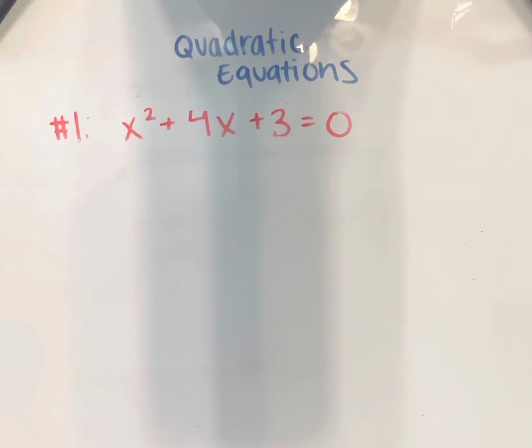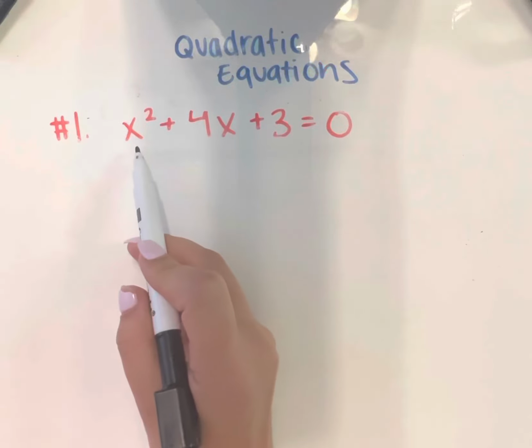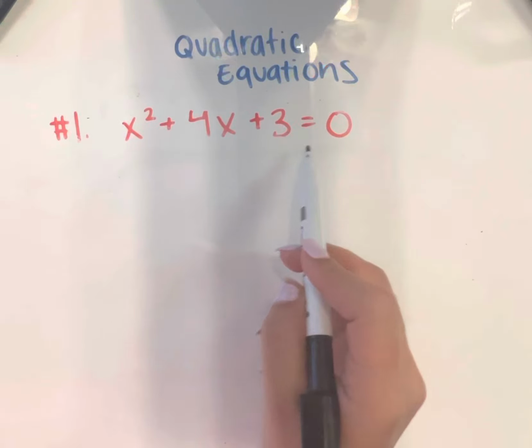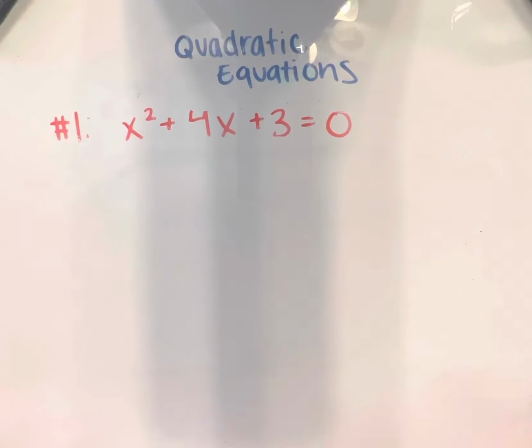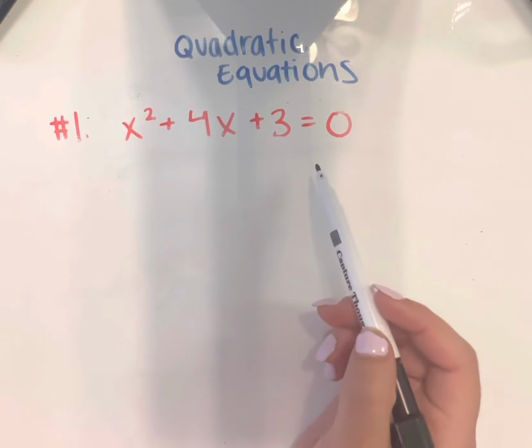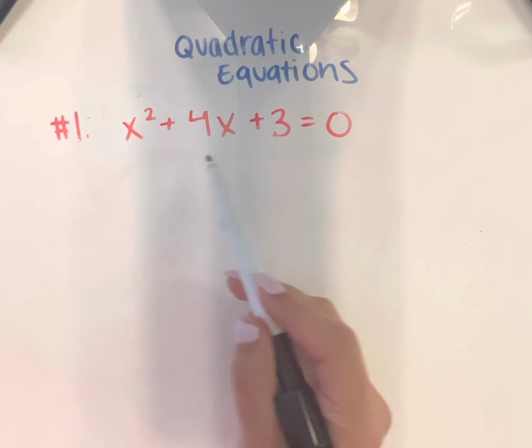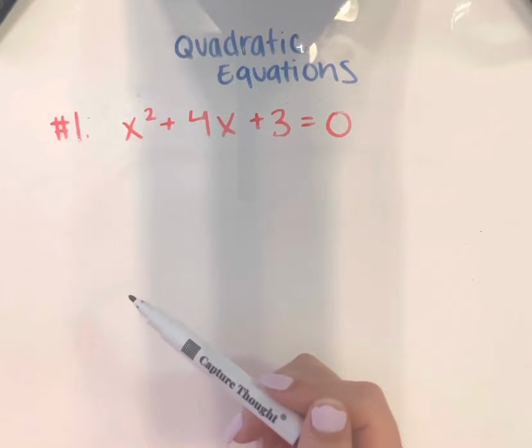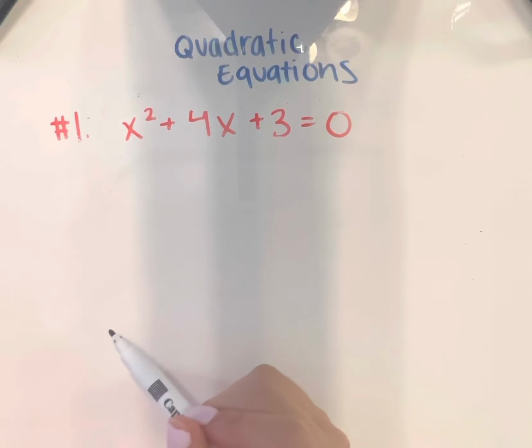All right, guys, so today we're going to solve quadratic equations by factoring. So we have number one, x squared plus 4x plus 3 is equal to 0. So the first step we want to do is set this equation equal to 0. It has already been set up equal to 0 for us. So the next step that we have to move on to is to factor, right?